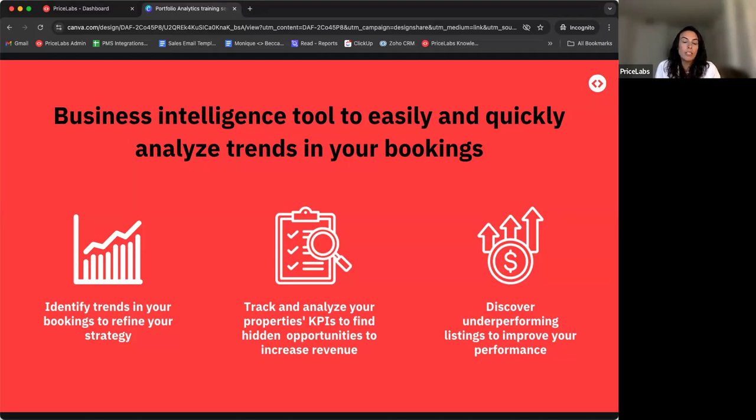The last thing that portfolio analytics can do is actually look at market comp sets. So if you are also using market dashboards within PriceLabs, you'll be able to pull that dashboard data into portfolio analytics to compare your performance to the market.